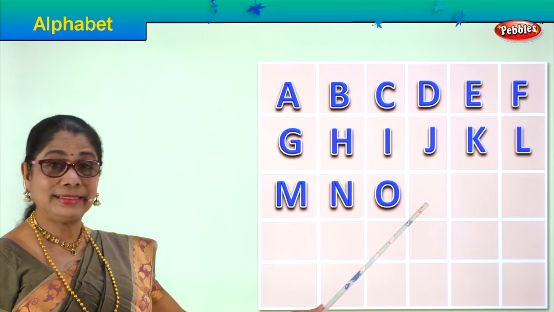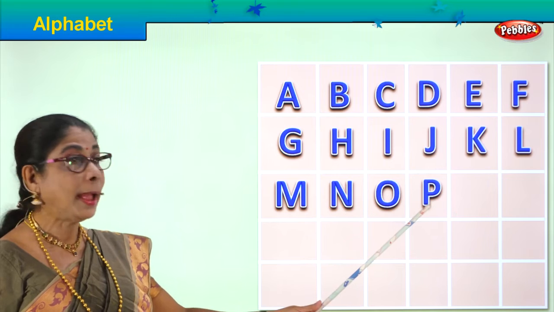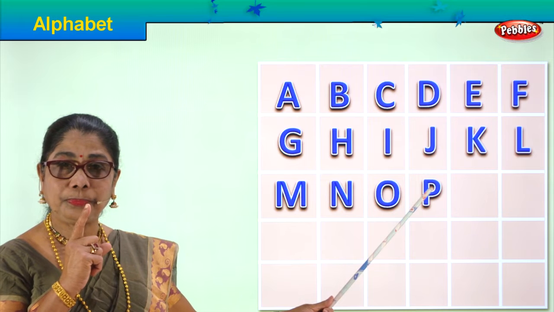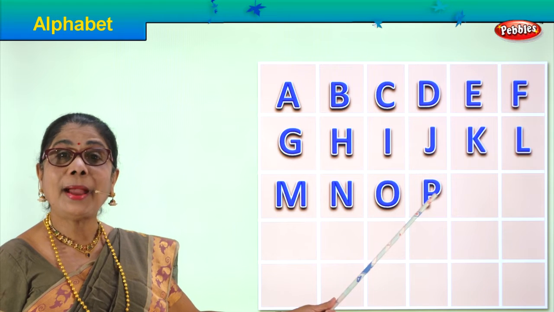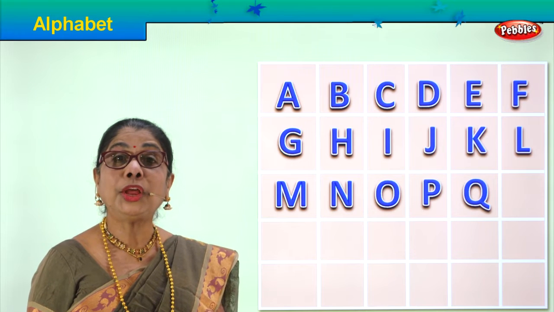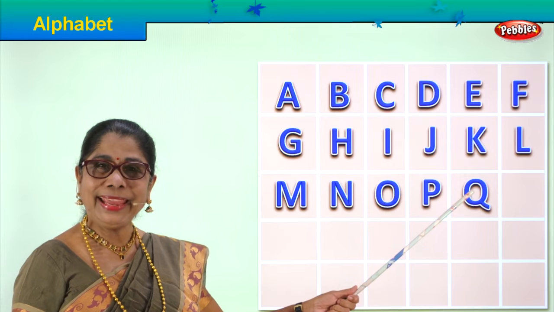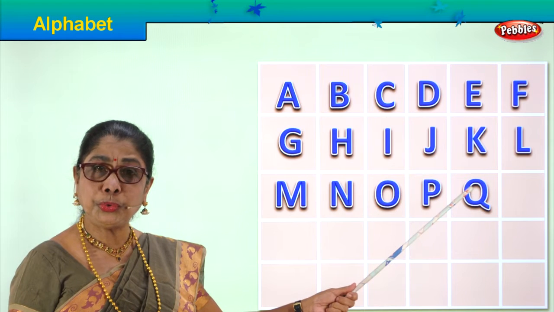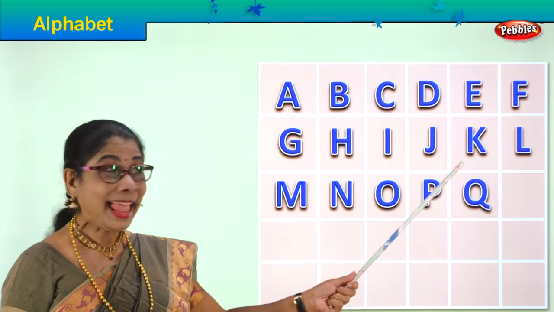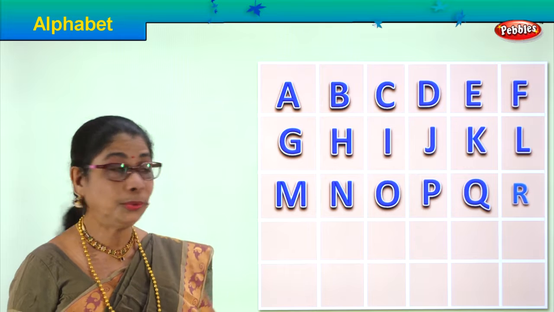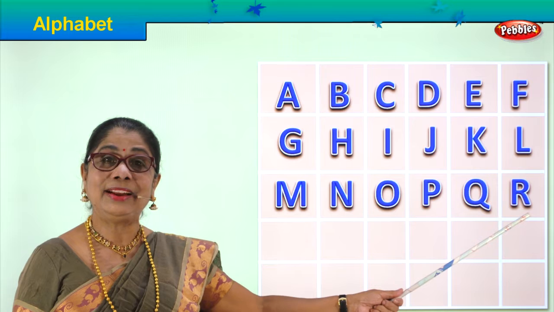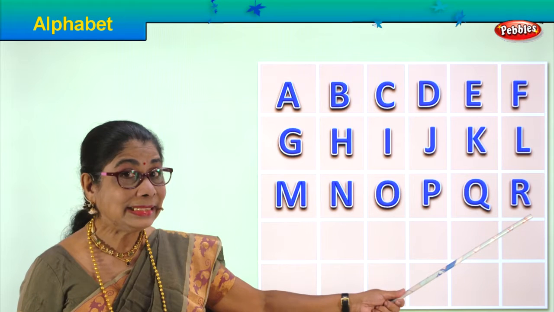Good. And the next letter, capital letter after O is P. Pig. And the sound of P is P. P. Pig. Good. And after that, the next capital letter is Q. Q for queen. And what is the sound of Q? Quack. Quack. Good. And the next letter after Q is R. The sound of R is R. Rat.